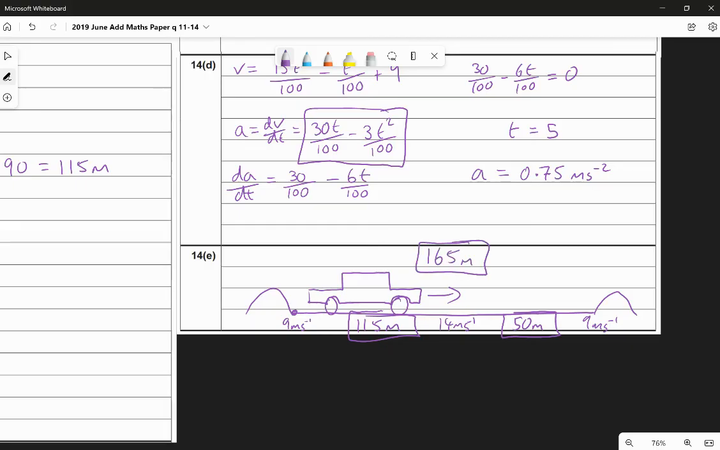Because if it was more than that, then Paul would have gotten to above 14 meters per second, and he would have needed more than 50 meters to slow back down to 9 meters per second. So 165 meters is the maximum distance. And there is the paper.